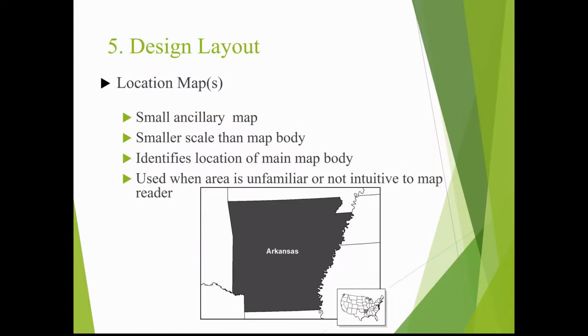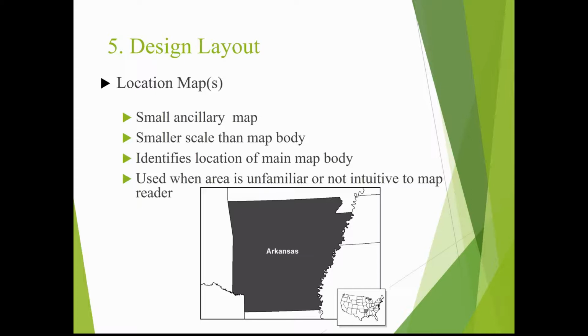A location map is a small ancillary map that is at a smaller scale than the map body. The location map identifies a location of where the main map body is in a larger geographic context. A location map is to be used when the location of an area on the main map body is unfamiliar or not intuitive to a map reader.